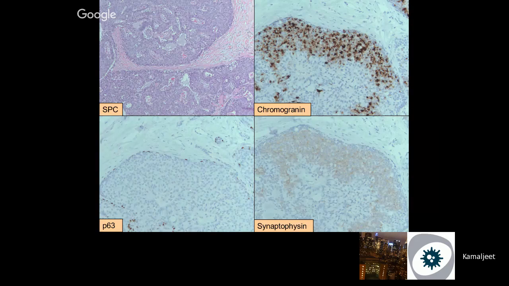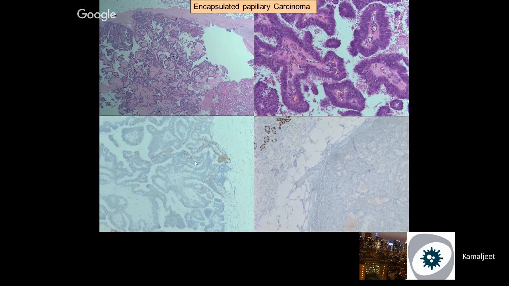More features of solid papillary carcinoma: some of them may have a lot of mucin, so they are associated with mucinous carcinomas. They have a neuroendocrine phenotype, which can be demonstrated by chromogranin and synaptophysin. Sometimes you can see intact myoepithelial cells focally in these.